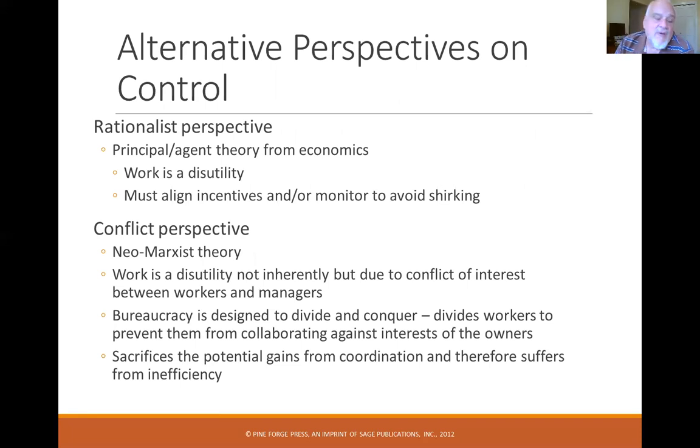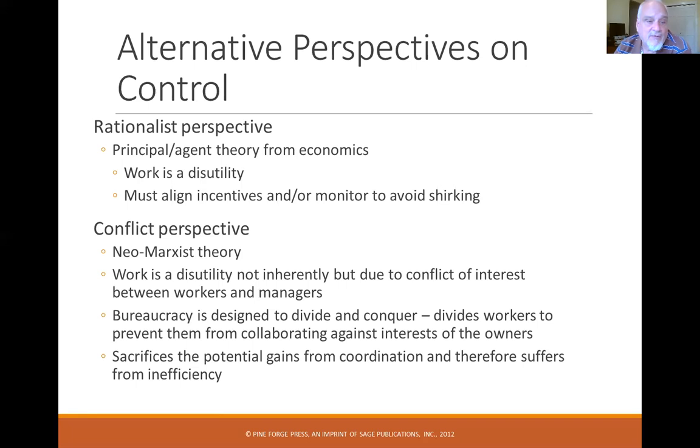Now, there are some alternative perspectives on control. You remember I said last chapter that we have kind of the one polar opposite, which is pure bureaucracy, and one which is pure coordination or interaction. But there are some things in between. So these are some of those alternatives in between, and you're going to see those in the writings we look at. The rationalist perspective: work is about disunity, must align incentives and monitor to avoid shirking. You know this. There are people that don't do their fair share, maybe even in your agencies. So this perspective may give you an idea as a manager how you would manage that unruly employee, the one that doesn't want to do their fair share of the work.